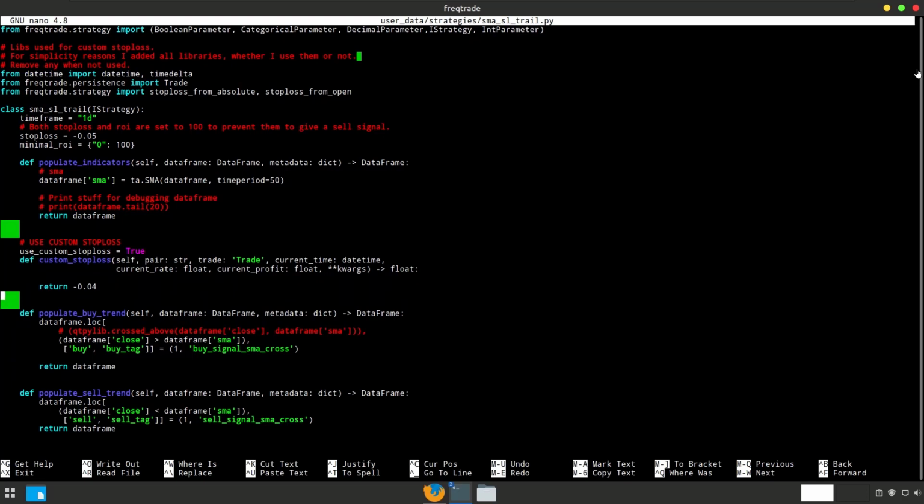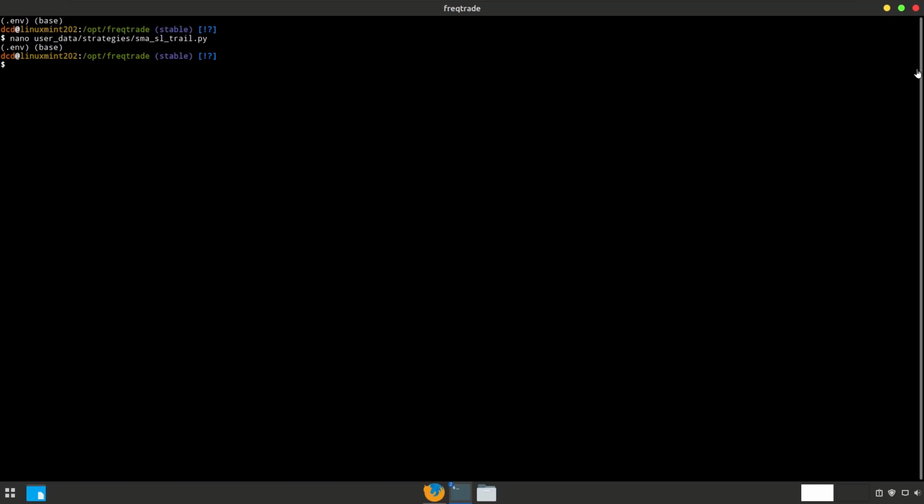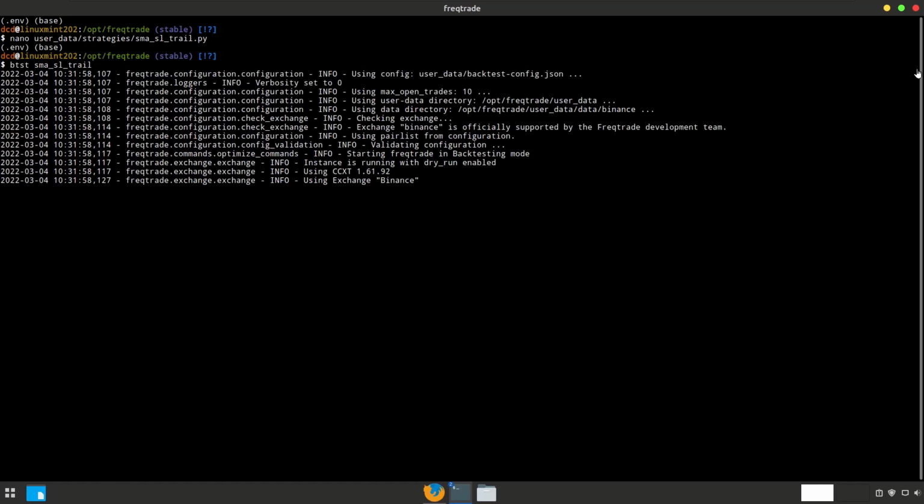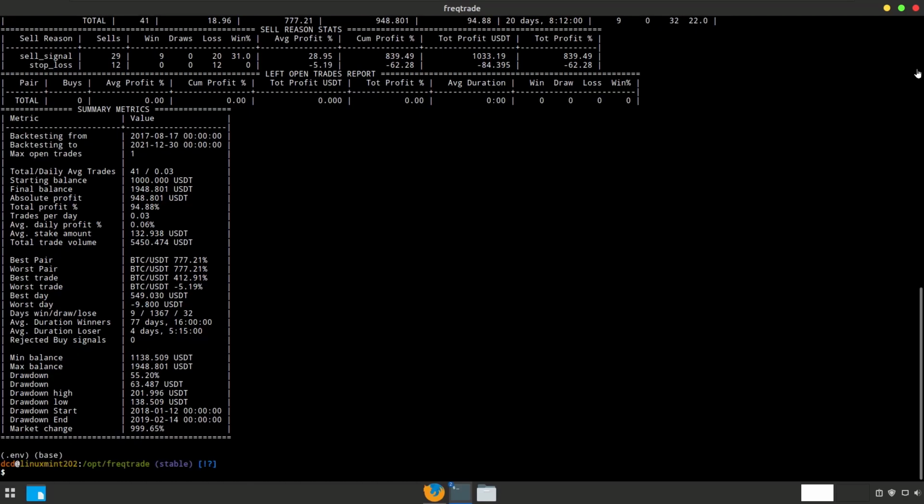Now let's start to backtest this strategy first without the custom stop loss and then with the custom stop loss and see what the results are and what you can see in the backtest output. In this backtest where custom stop loss is disabled, you can see that there are only buys and sells caused by the strategy and the stop loss of course. And you can see over here that the strategy caused a drawdown of 55% during the last bear market.